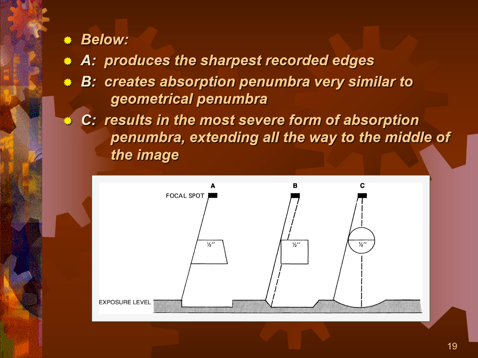Absorption penumbra in a square object produces basically another region similar to a geometric penumbra. And then absorption penumbra in a spheroid creates a low contrast transition, which is even worse because it makes it more difficult to see.